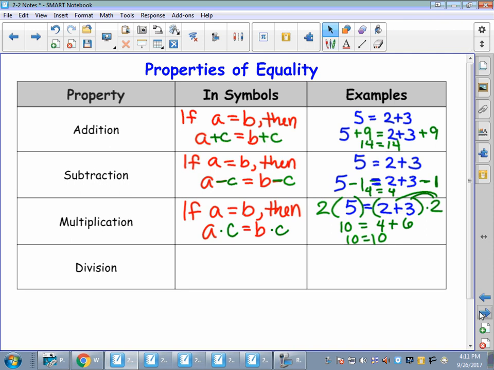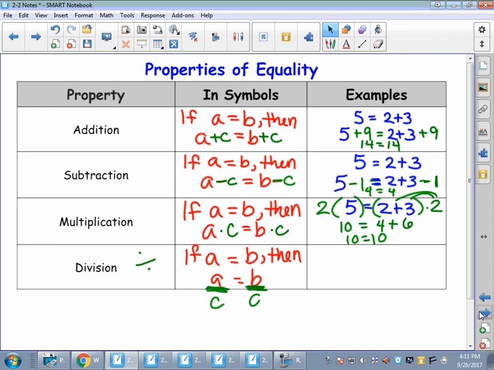And last but not least is division. If I have two sides of an equation equal to each other, then if I were to take each of those numbers and divide them by a common amount, they would still be balanced. I want you guys to get in the habit of showing division as a fraction. This whole division symbol with the line and the 2 dots is sort of an elementary concept. Whenever we show division, most of the time, we're showing a fraction, a ratio.